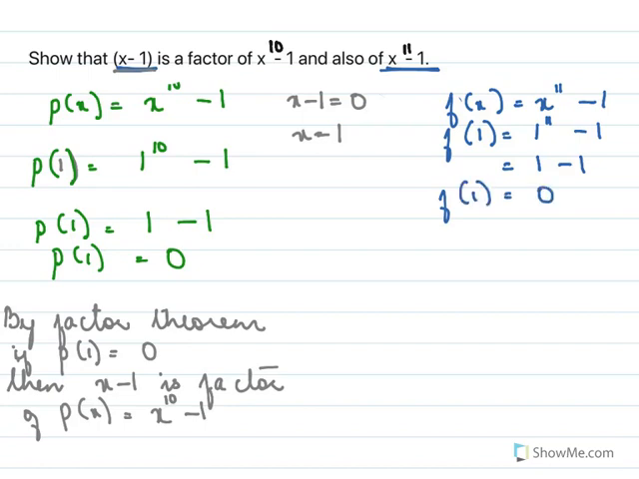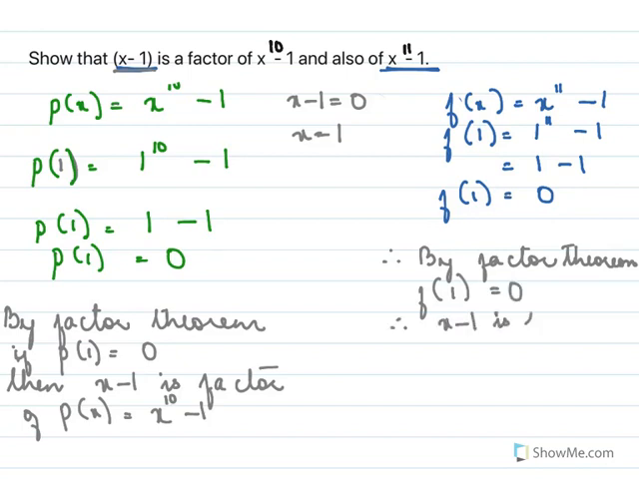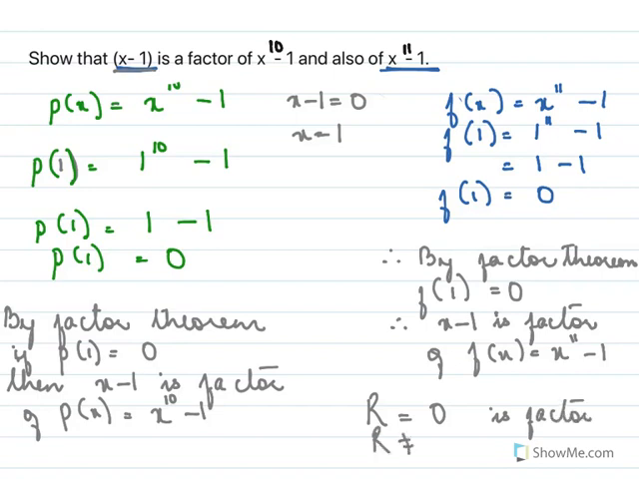The remainder is 0. Therefore, by factor theorem, we can say f of 1 equal to 0. Therefore, x minus 1 is a factor of f of x, which is x raised to 11 minus 1. So basically in all these sums, if we show a remainder equal to 0, it is a factor. If the remainder is not equal to 0, not a factor.